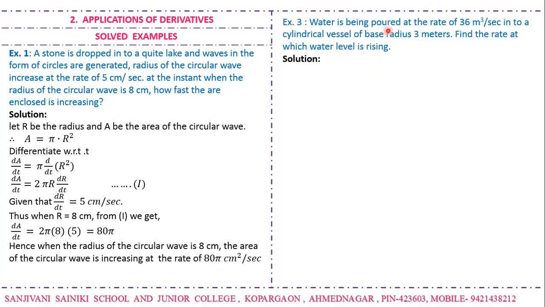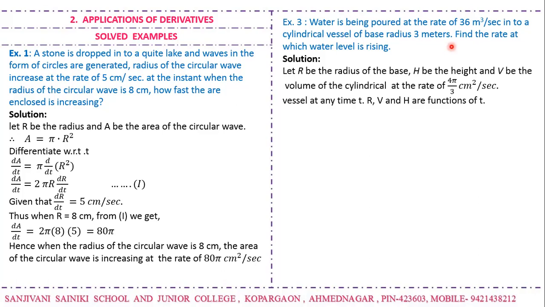Water is being poured at the rate of 36 meter cube per second into a cylindrical vessel of base radius 3 meters. Find the rate at which the water level is rising. So let R be the radius of the base and H be the height, V be the volume of the cylindrical vessel. At any time t, R, V, H are functions of t.